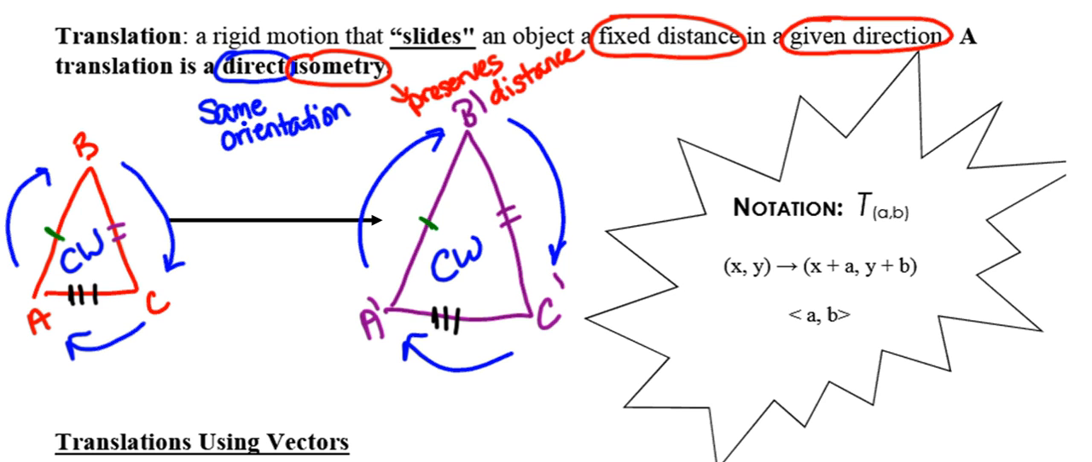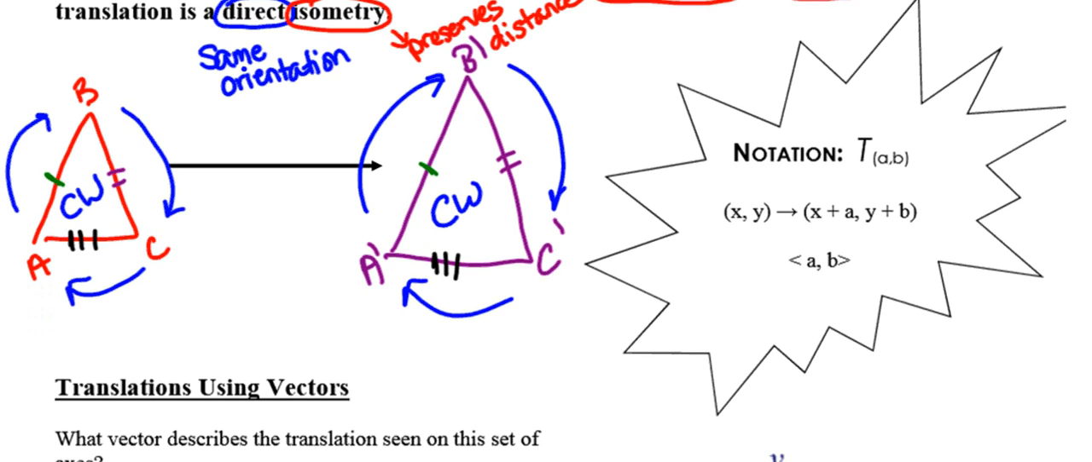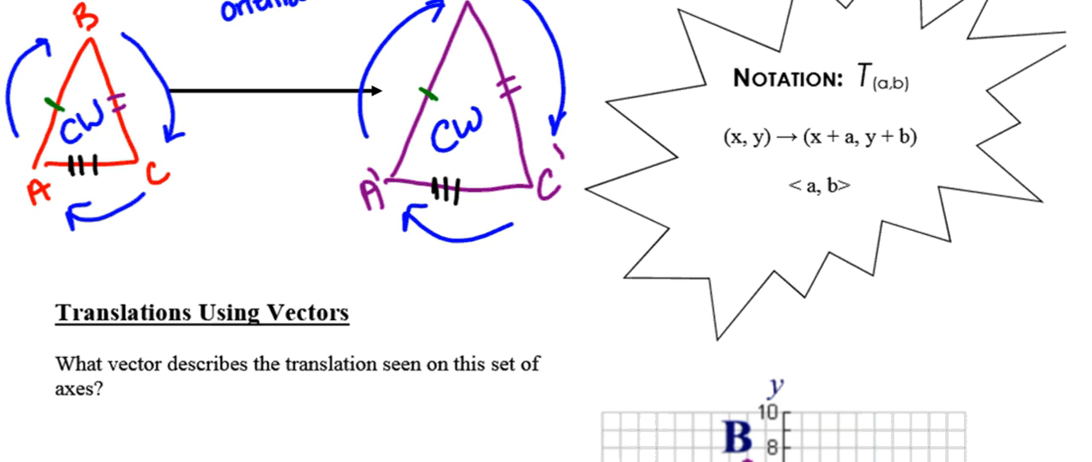Now, notation sometimes for translations can be a little bit tricky. So we're going to use this capital T that represents translations. Mathematicians aren't always real original when it comes to notations. And then this first number here tells us the horizontal change, or the change that's going to be made along the x-axis. The second number in the ordered pair tells us the distance or the number of units we're going to move up or down, or in other words, the vertical change.